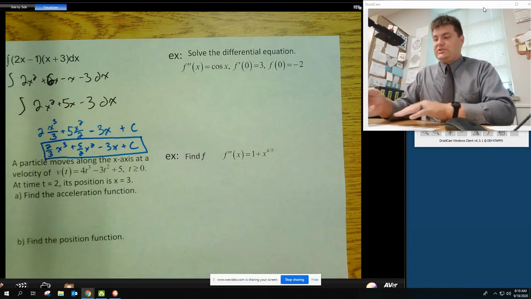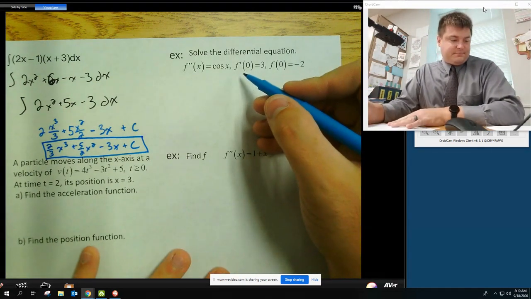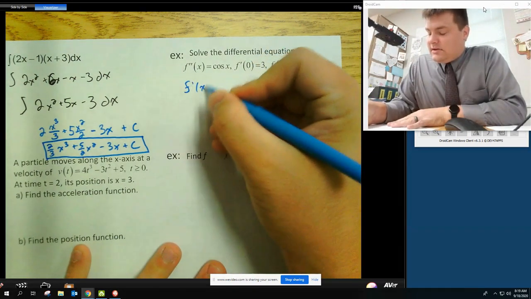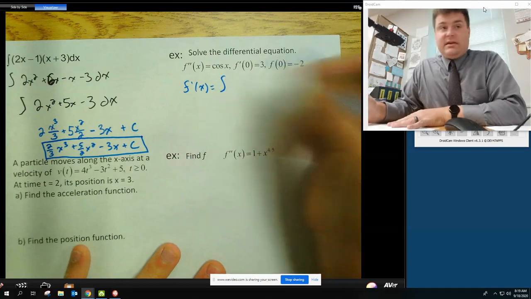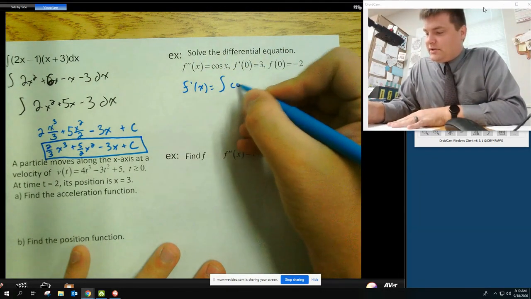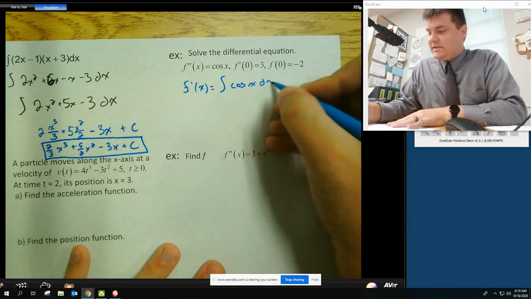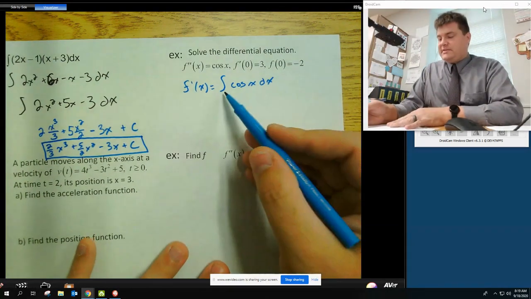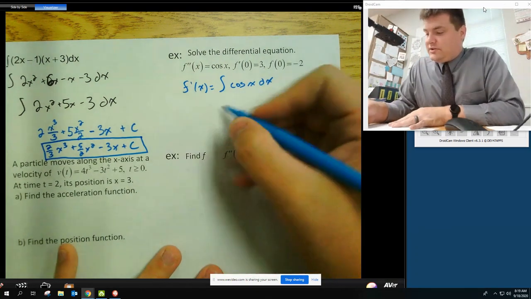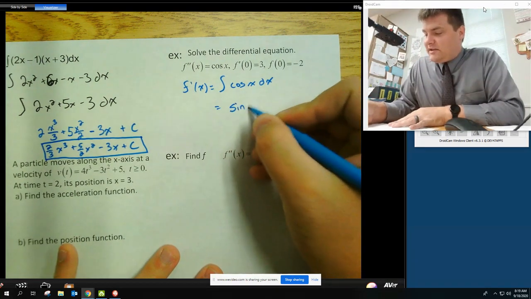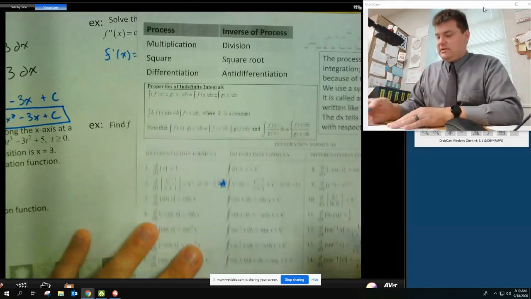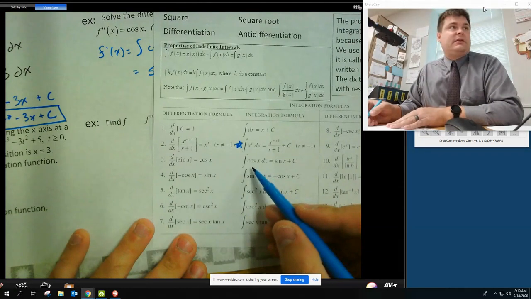It says solve the differential equation, but it gives us some ideas what our constants could be. Okay? So to find f prime, I'm going to go ahead and take the integral of f double prime, which is cosine of x dx. Well, what is the antiderivative of cosine of x dx? It's actually going to be sine of x plus c. Again, if you didn't know that, it is right here on our little formula chart.